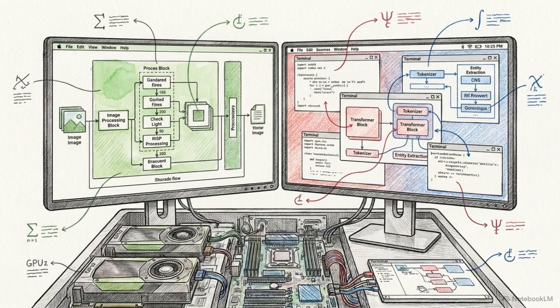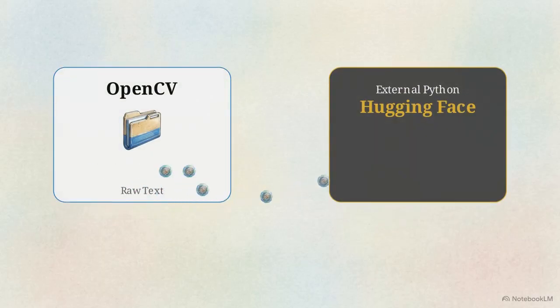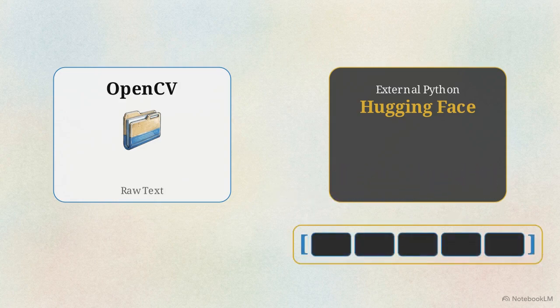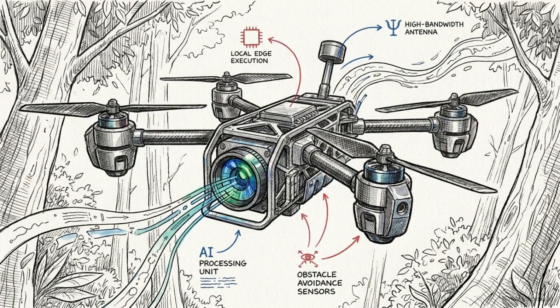Previously, running an AI that could process both text and images required chaining together separate ecosystems. Developers had to export raw data out of OpenCV and rely on external Python dependencies like Hugging Face tokenizers to convert text into integer arrays. By housing text reasoning operations and visual processing routines within the same API, the engine enables multimodal intelligence to execute locally on edge hardware, independent of cloud compute clusters.